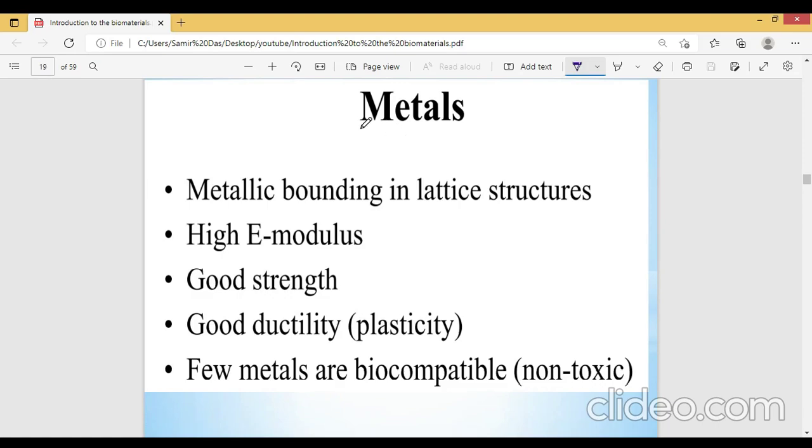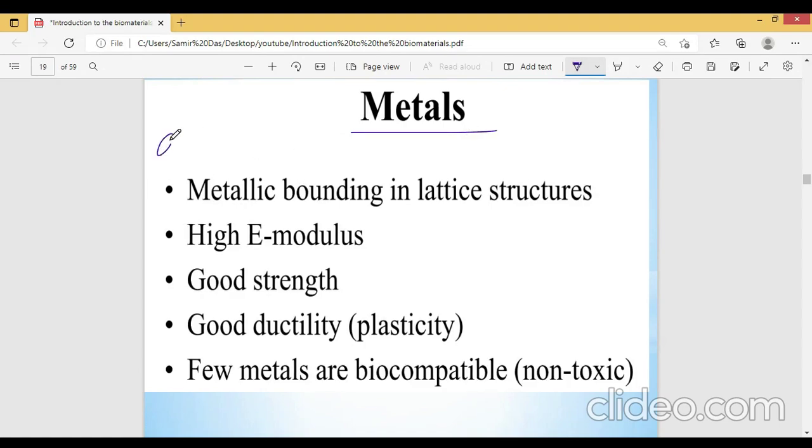Welcome to Semicritic. Today we'll discuss the broad classification of biomaterials and their advantages, disadvantages, and some application points of view. So, first come to the metal-based biomaterial.